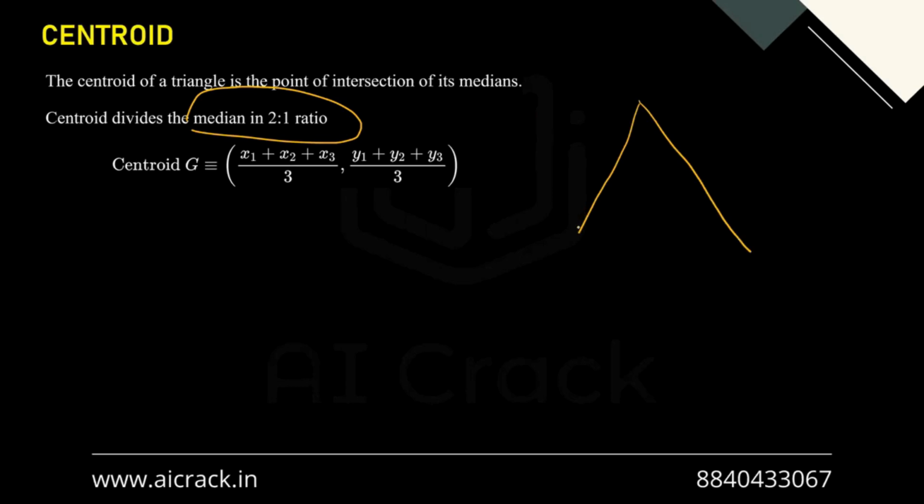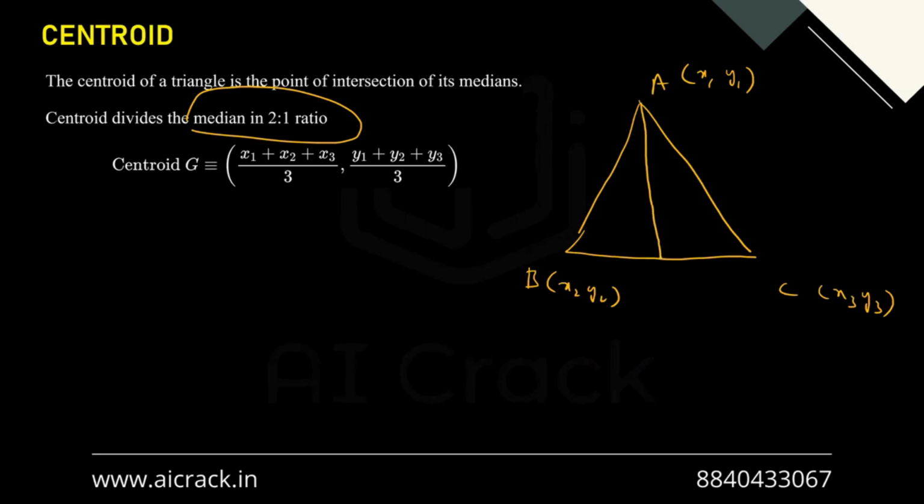So let's say we have this triangle A, B, C. This one has coordinates x1, y1, this one has x2, y2, and this one has x3, y3. Now we know that a median drawn from the vertex to the opposite side divides the opposite side in the ratio 1:1. So basically it equally divides the opposite side, right? With the help of the midpoint theorem, let's say this point is D. So this point would be (x2 plus x3 by 2, y2 plus y3 by 2). These are the coordinates of this point.